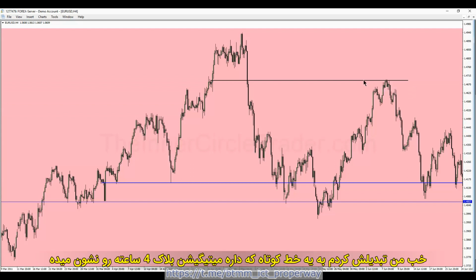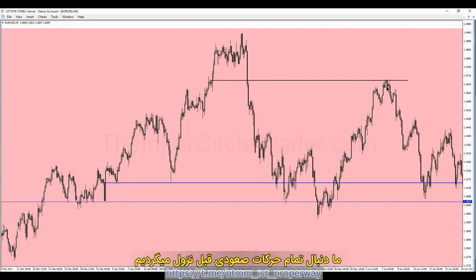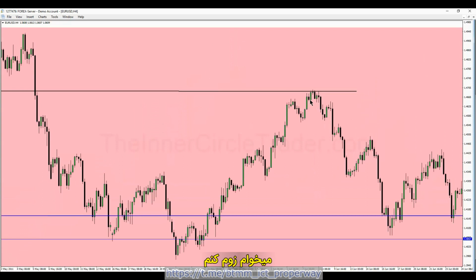Okay, so we've changed this to a short little line in here indicating a 4-hour mitigation block. We're going to start looking at all the up candles prior to the down moves. I'm going to zoom in. Okay, so we have these last two up candles in here.